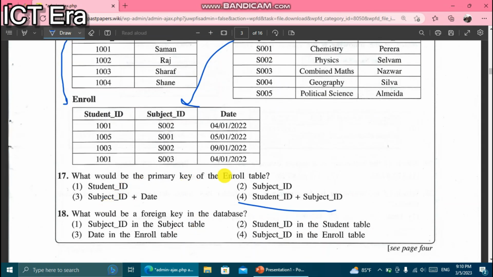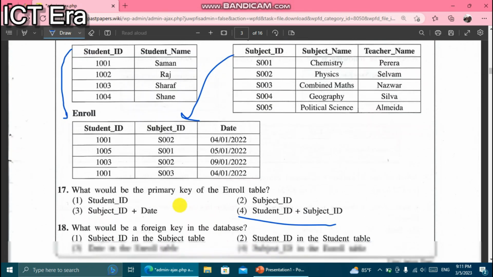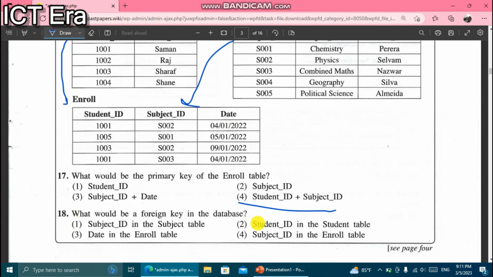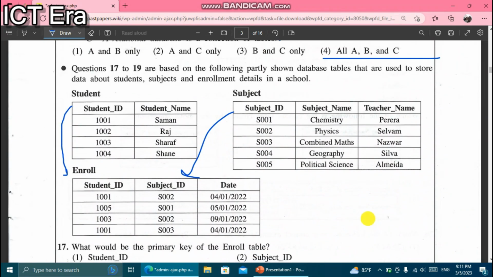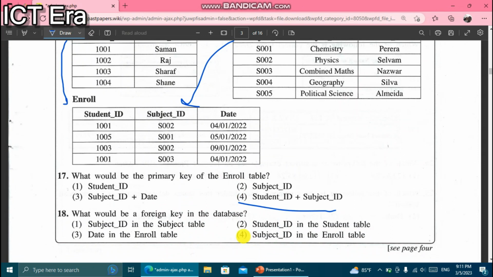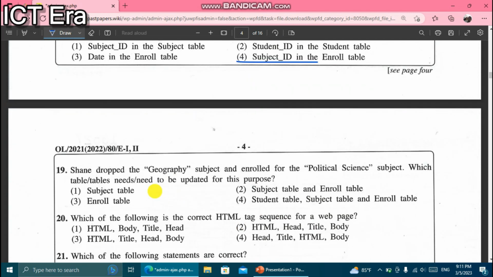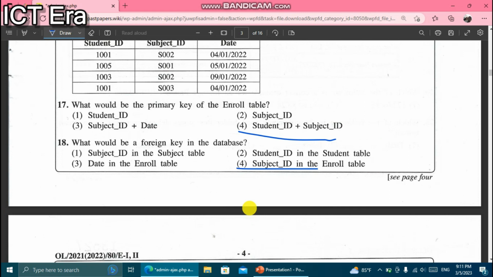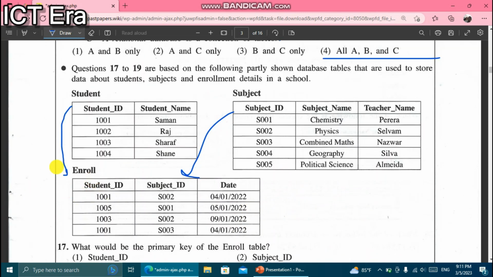Then what would be a foreign key in the database? Subject ID in the subject table? No, it's not the foreign key. Second one, student ID in the student table? No. Then date in the enroll table? No. Subject ID in the enroll table, it's correct. So the fourth one is the answer. Okay, then Shane dropped the geography subject and enrolled for the political science subject. Which tables or table need to be updated for this purpose? The table that should be updated is the enroll table.